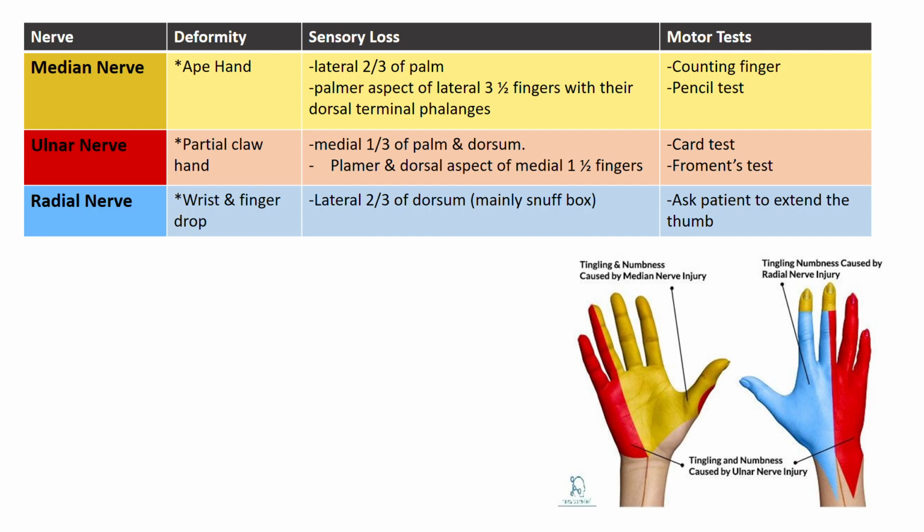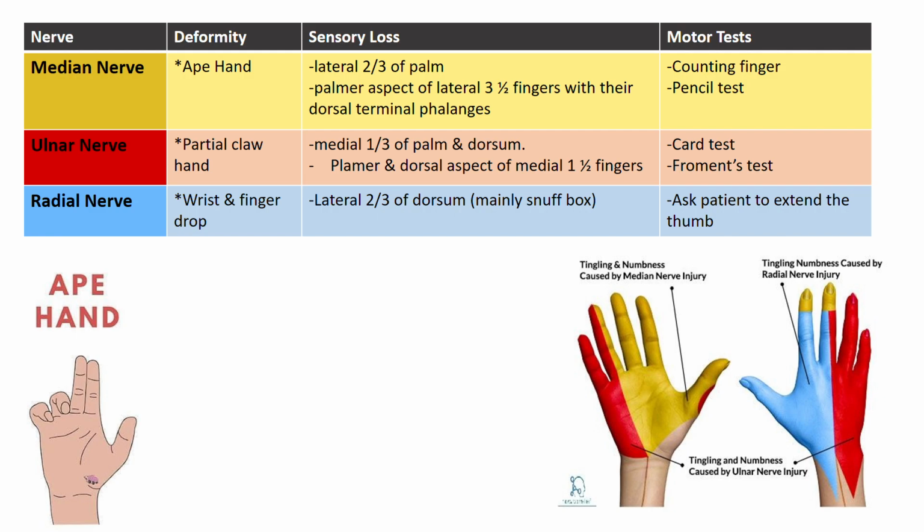What about the deformities that will be presented in our clinical patients injured with any nerve injury? First of all, median nerve injury, there will be loss of sensation in these yellow areas, lateral 2/3 of the palm, palmar aspect of the lateral 3.5 fingers with their dorsal terminal phalanges, and this will result in a certain deformity, which is a pan deformity. Some motor tests will help to diagnose median nerve injury, such as counting finger tests and pencil tests.